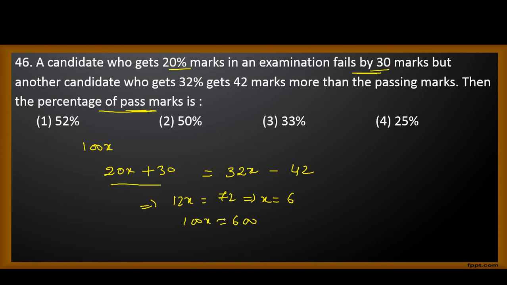Now what is the pass mark? One has to get 20x plus 30. So how much is 20x? Since 100x is equal to 600, 20x is equal to 120, simply dividing by 5. So 120 plus 30, which is equal to 150. So the pass mark is equivalent to 150. What percentage of 600 is that? Simply 25%. That is nothing but 150 by 600 into 100, which equals 25%.